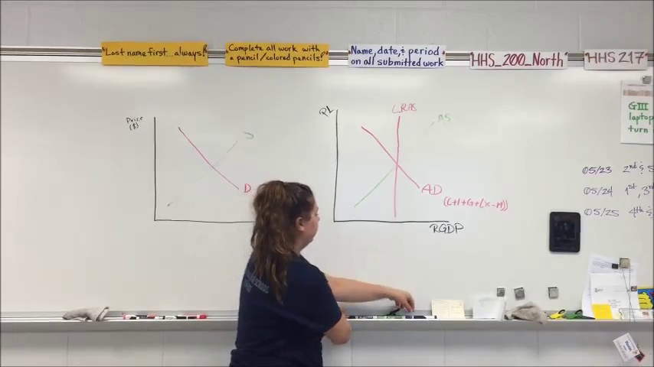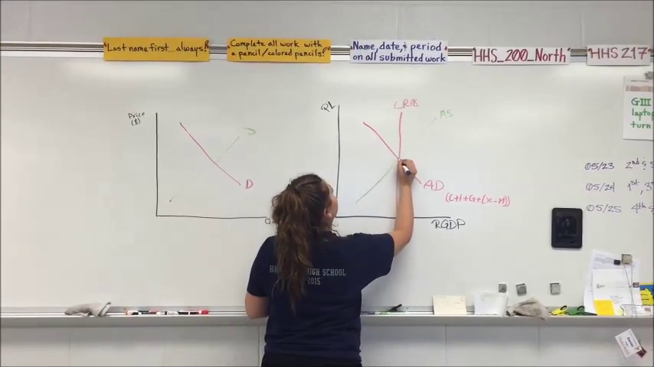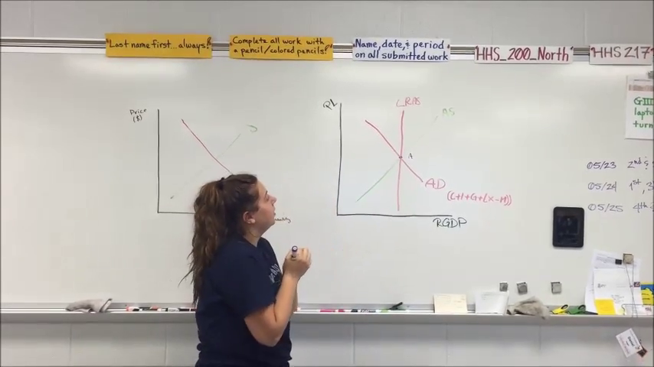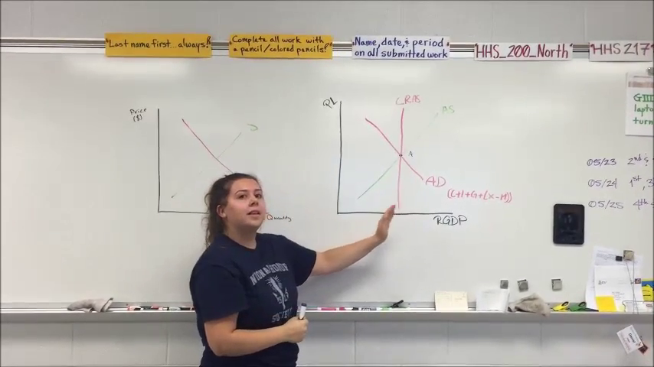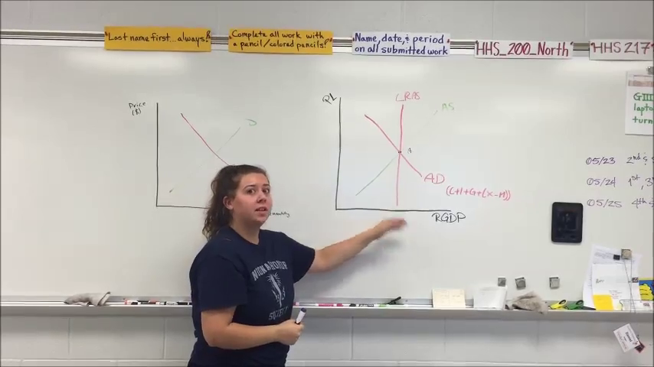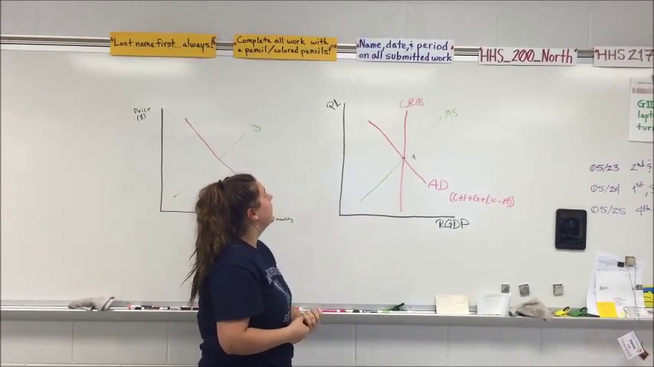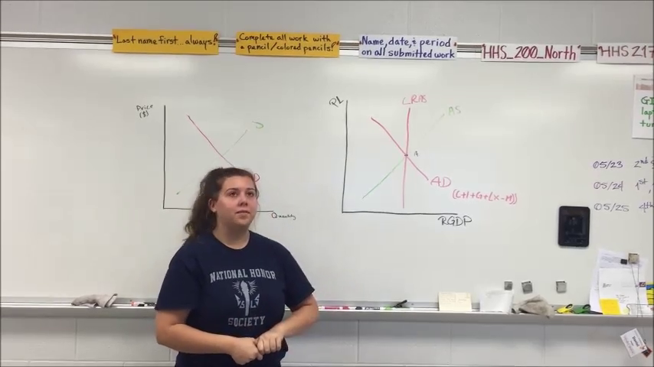Now, at this point here, that is known as full employment. So when the curve is to the right of that, that's called an inflationary gap, whereas if it's to the left of it, it is a recessionary gap. And the line is vertical because the price level has no influence on it.